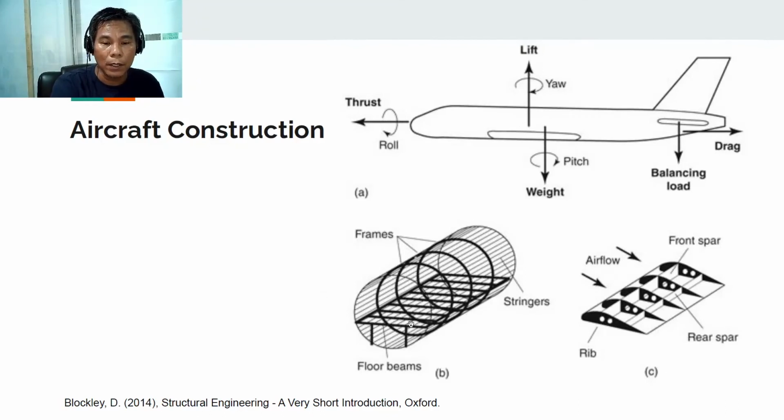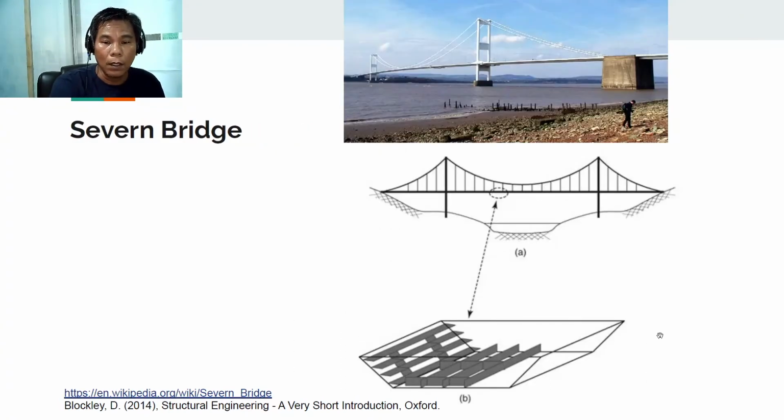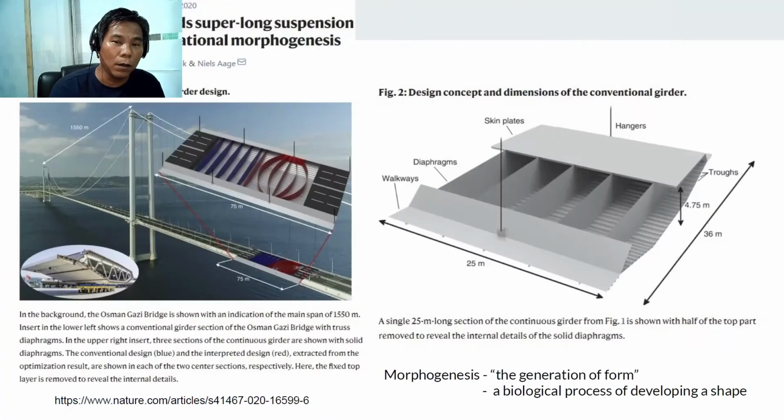We have a circular frame, and then with the stringers, and then the floor beams. So with the wing of the airplane, we are using a frame construction. Also for the bridges, for example the suspension bridges, the Severn bridge, as you can see, uses the frame construction also. Of course, we have a new way of designing super long suspension bridges.